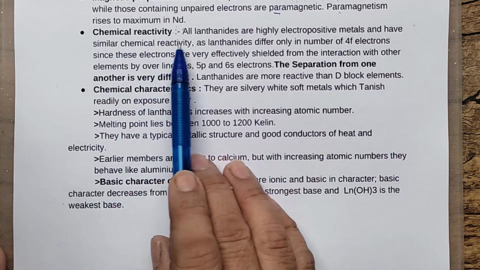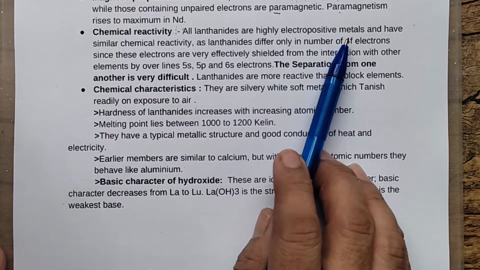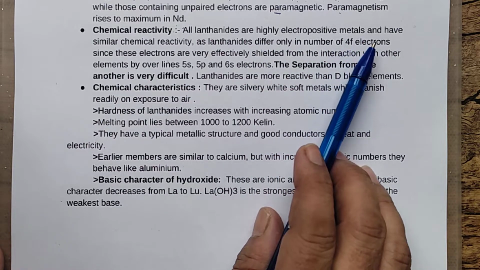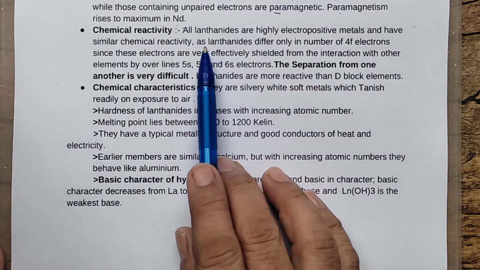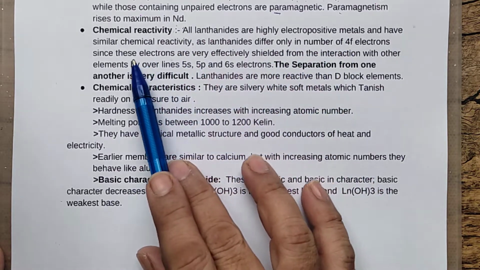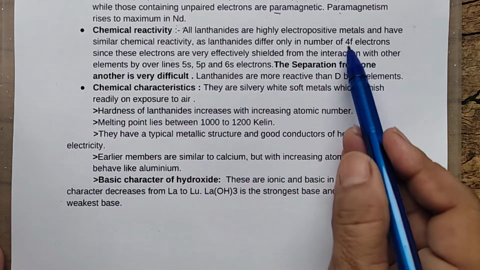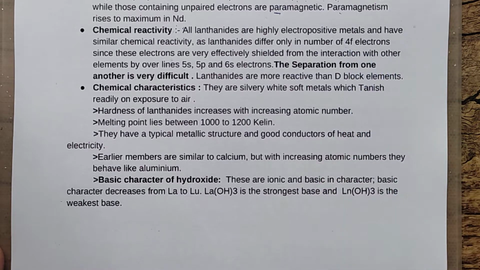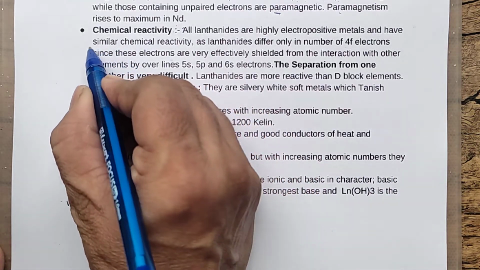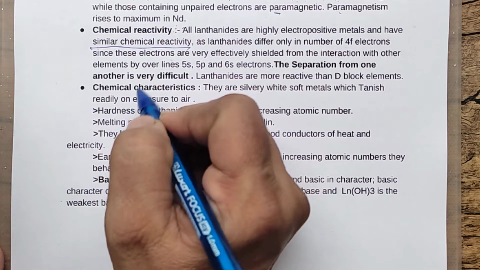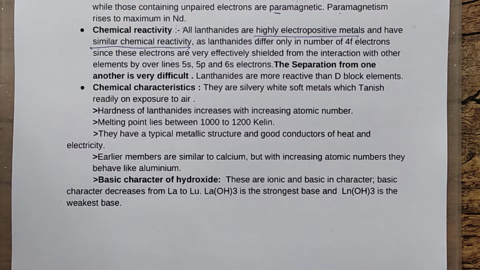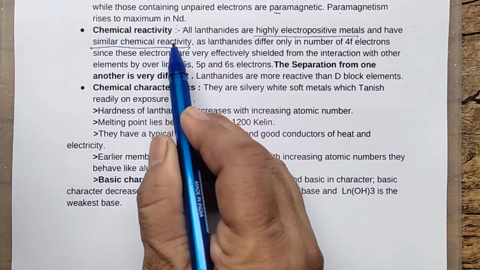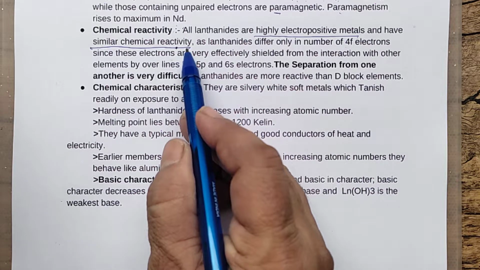The next property which we are considering is the chemical property. Now chemical property says all lanthanides are highly electropositive. They are all electropositive metals, first thing, and they have similar chemical properties, because lanthanides differ only in the number of the electrons in 4f, as most of them have s2 and d1 or d0. So they all will have similar chemical reactivity. That is very, very important. First thing, they are highly electropositive. Second thing, they will have similar chemical properties. This can be asked: why do lanthanides have similar chemical properties?